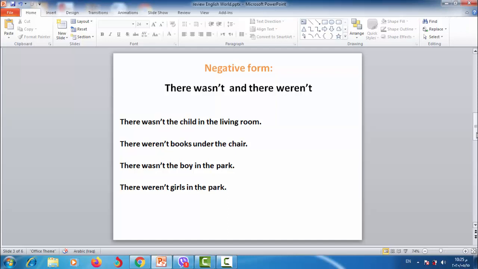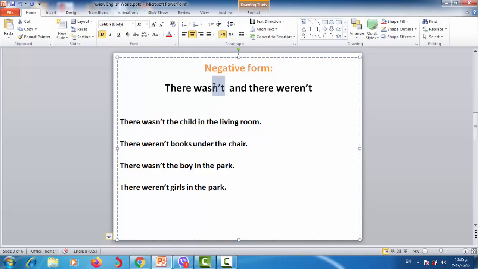Negative form. About the negative form, we just add not to there was and there were. We have to only add not, and we blend it to was. There wasn't, and also there weren't. We only add not to there was and there were.